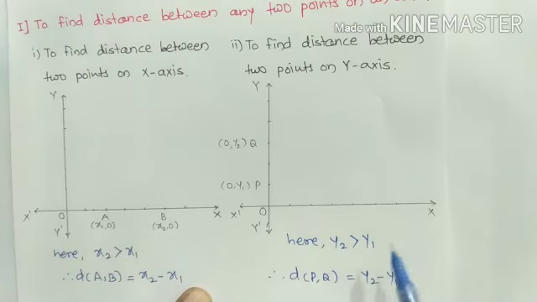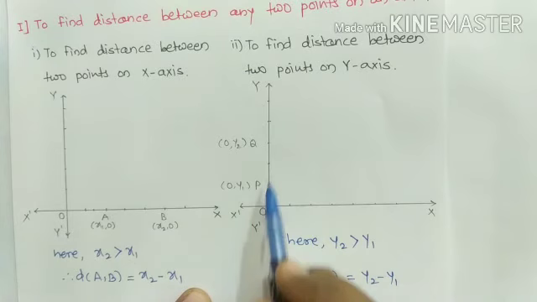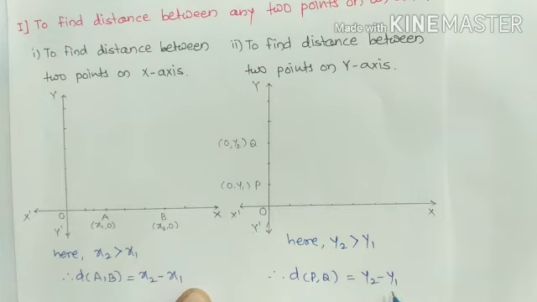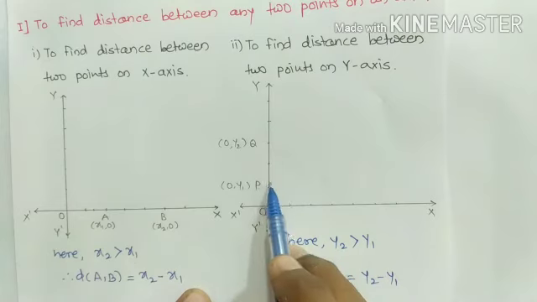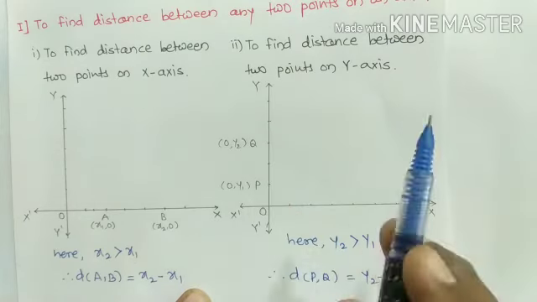Here we can find the distance between any two points on the y-axis by subtracting the smaller coordinate from the larger one, if the points are on the y-axis.